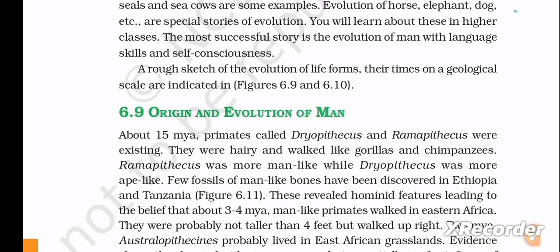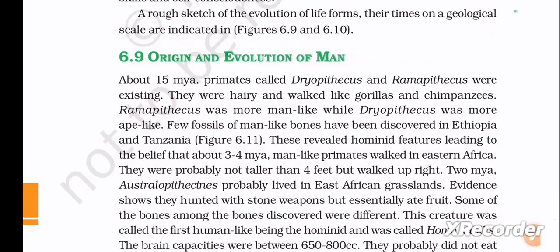A rough sketch of the evolution of life forms, their times on a geological scale, are indicated in figures 6.9 and 6.10. Next is 6.9, Origin and Evolution of Man. About 15 million years ago, primates called Dryopithecus and Ramapithecus were existing. They were hairy and walked like gorillas and chimpanzees. Ramapithecus were more man-like while Dryopithecus was more ape-like.